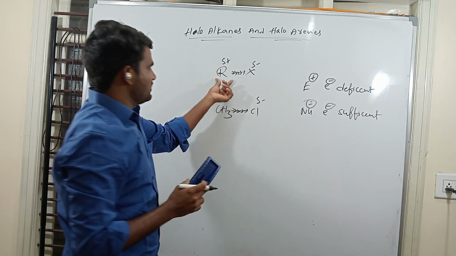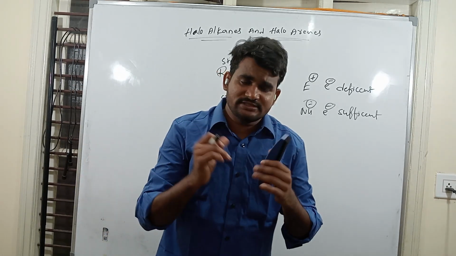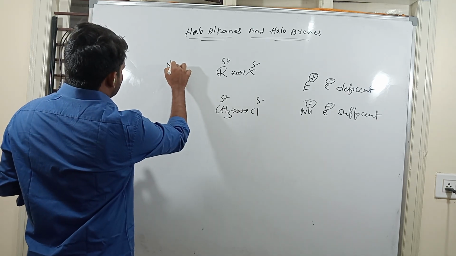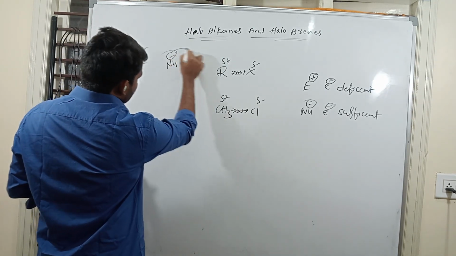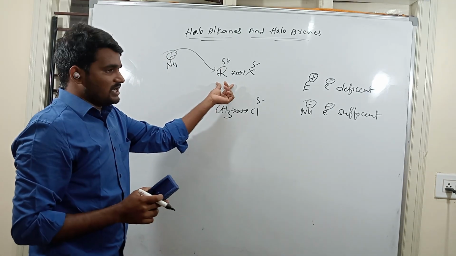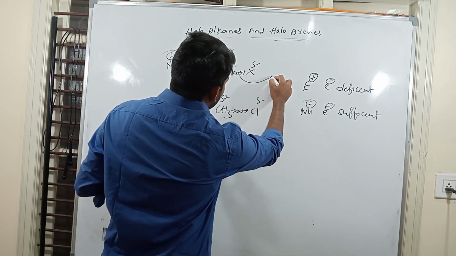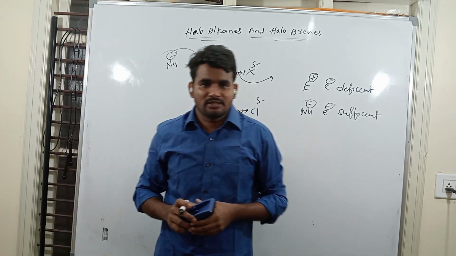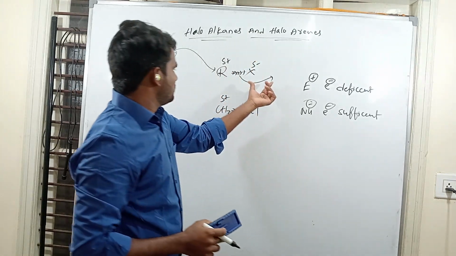Here the alkyl group has a positive charge. That's why this is an electron deficient species. It requires electrons. That's why an outer nucleophile, meaning an electron sufficient species, comes and attacks this R partially positive group to form a bond, and the leaving group leaves outside. What is a leaving group? A leaving group is nothing but what takes the sigma electrons and goes outside.